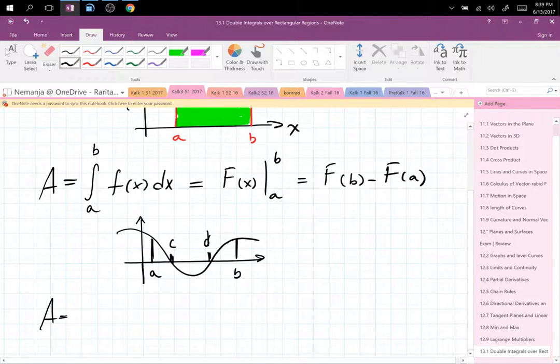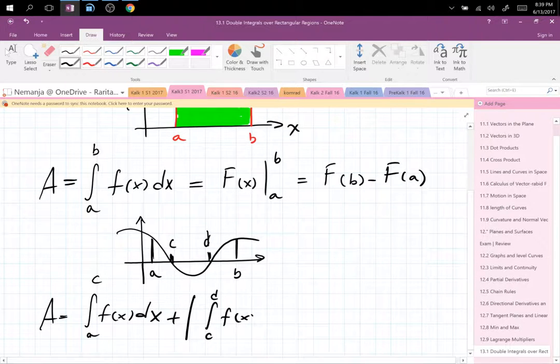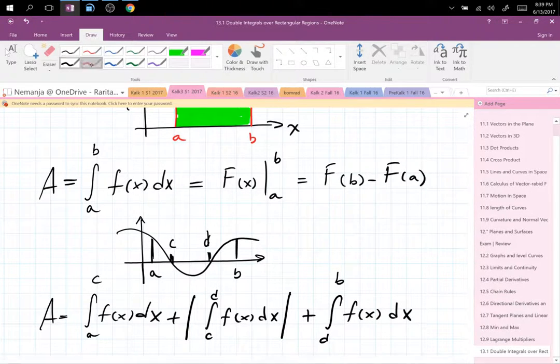So the area in this case would be the integral from a to c of f of x dx plus the absolute value of the integral from c to d of f of x dx plus the integral from d to b of f of x dx. So as you can see, there is this portion here, and I'll shade it red, which is below the x-axis, and that one would create a negative area, so we take care of that term using absolute value to bump it up.